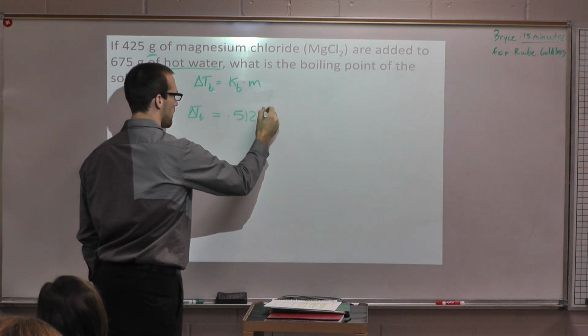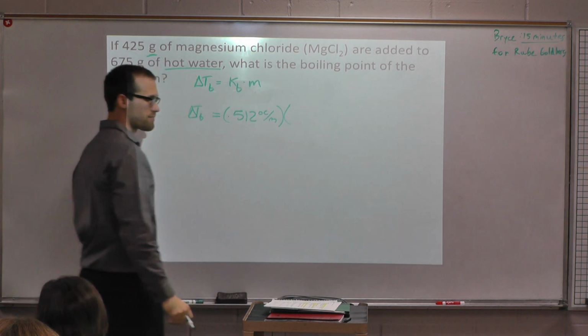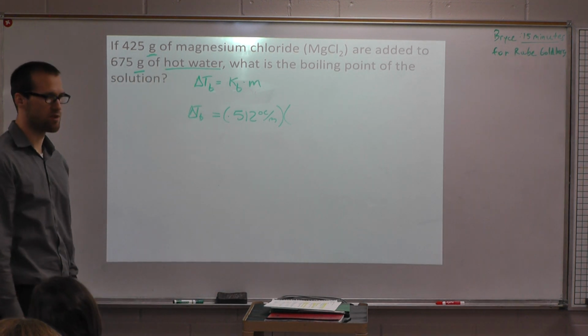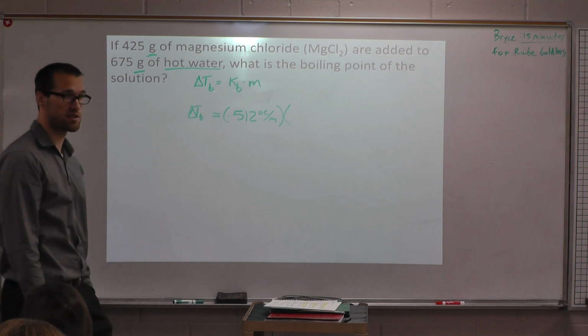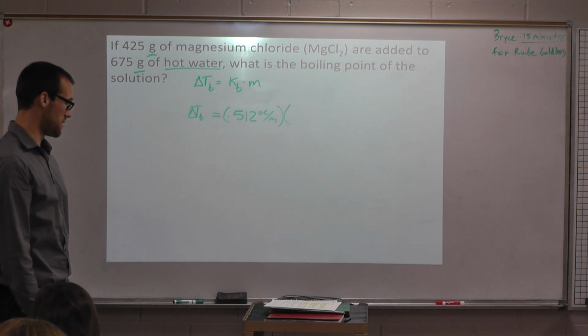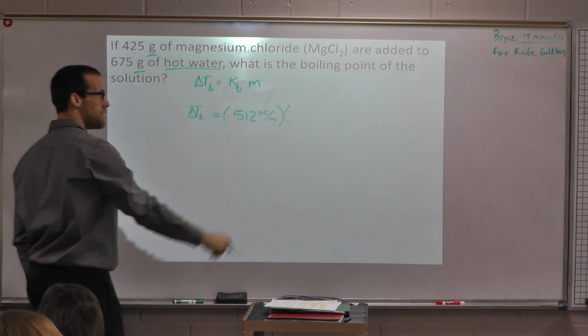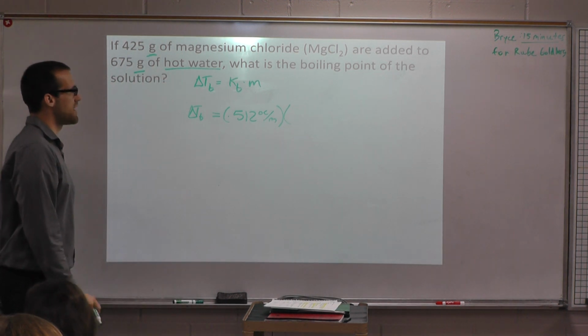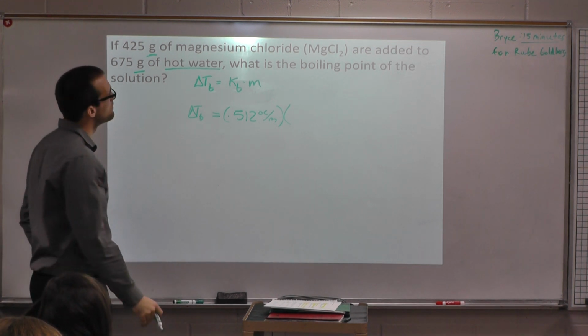0.512 degrees Celsius per molality. So that molality cancels and gives you degrees Celsius for your elevation temperature. So then we need to find molality. Okay, so let's find the molality of the whole thing stuck together first.